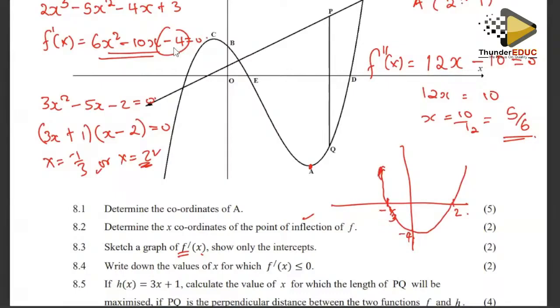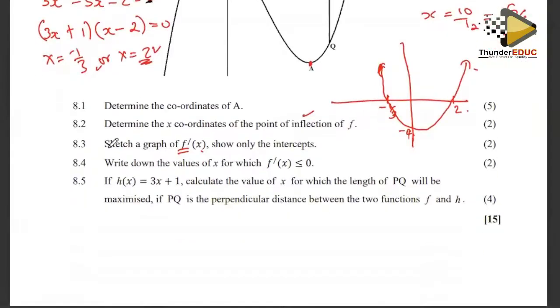Okay, so for as long as it's a parabola that is smiling, get your 2 marks. Then write down the values of x for which the first derivative is less than 0, below 0. So we're going to use this: negative a third is less or equal to x is less or equal to a positive 2.